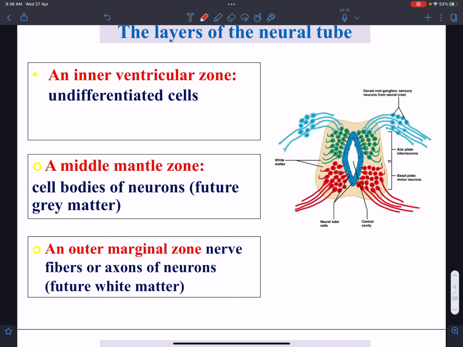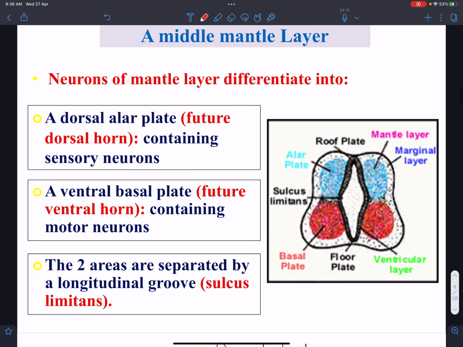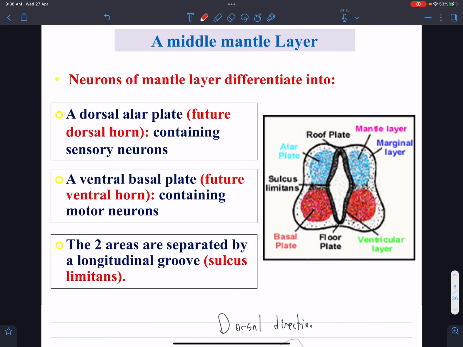Which 3 layers are going to give you which one is which. All right? Perfect. So now we wanted to know in detail the last 2 layers, the middle mantle layer and the outer marginal layer. How does the mantle layer give you the future gray matter? And how does the marginal layer give you the future white matter of the spinal cord, all right?